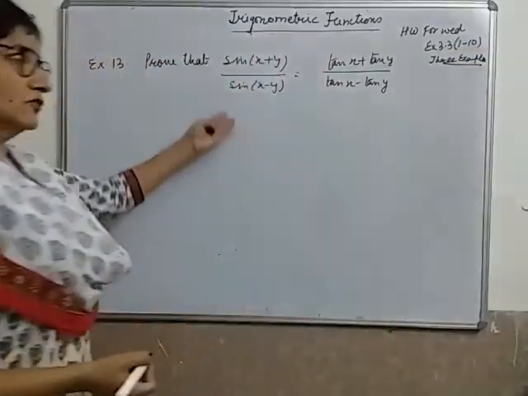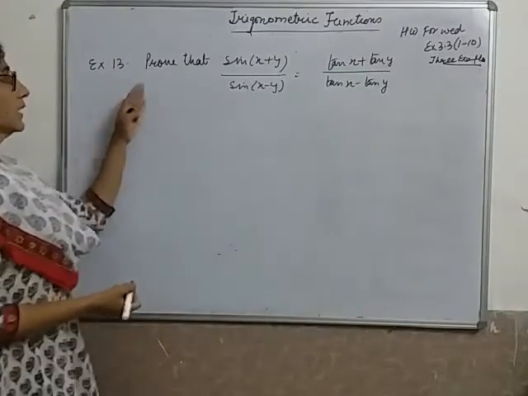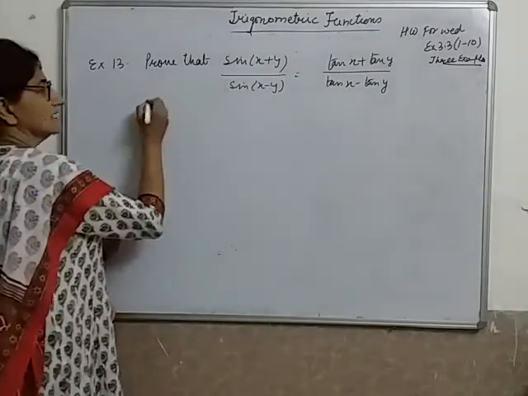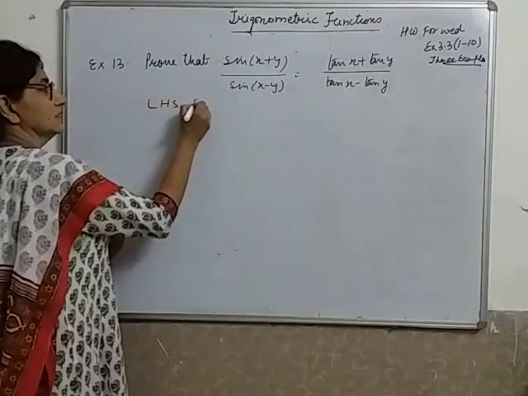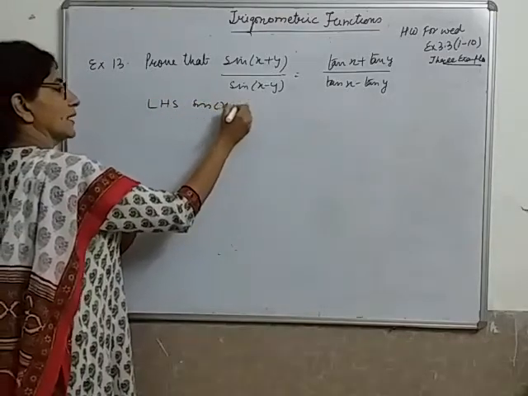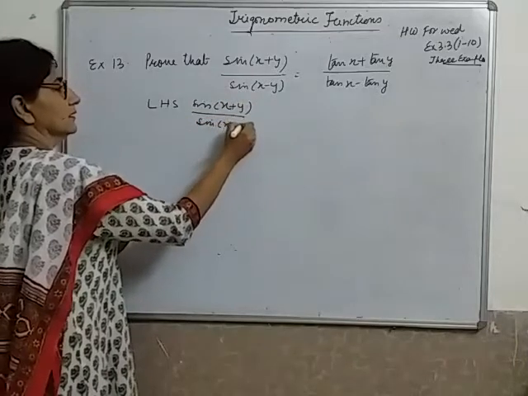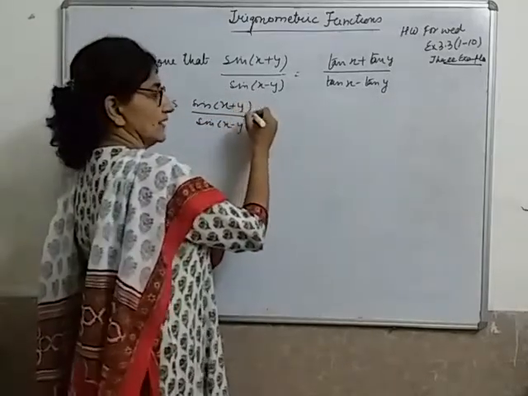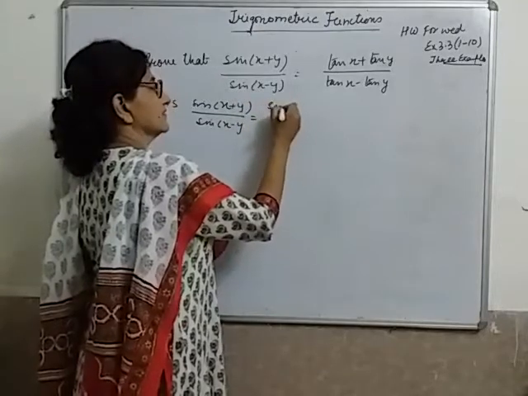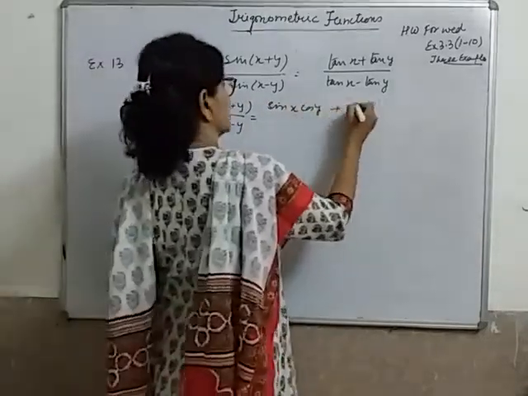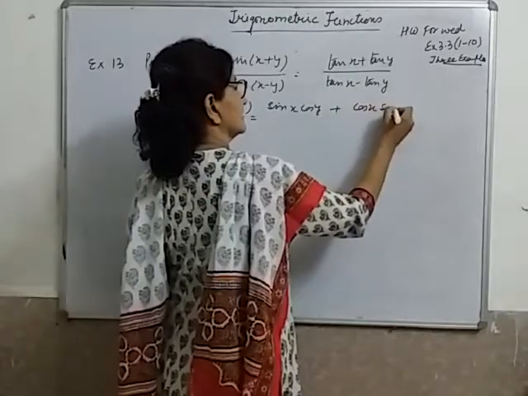Now this is for Thursday. I'm taking more examples. This is example number 13. I start with the left hand side. Sin(x + y) upon sin(x − y) is equal to, you know this identity, sin x cos y plus cos x sin y.